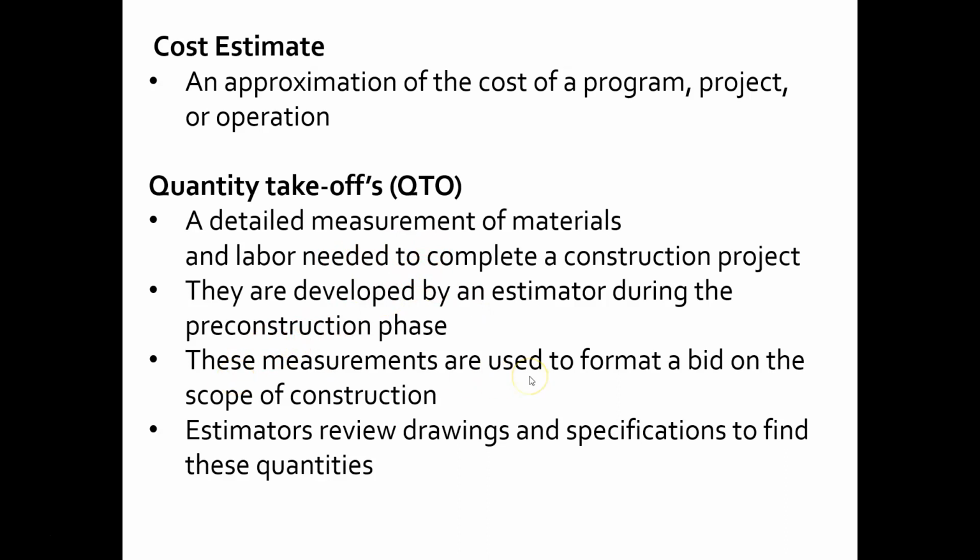These measurements are used to format a bid on the scope of construction. Measurements are used to format a bid, yes. So the bid is the final product that the construction company is coming up with to attempt to get the job. Estimators review drawings and specifications to find out these quantities, yes. So that's what they get from the architect again, and the specifications come along with the drawings, and that's the written portion of the project manual or the construction documents as a whole.